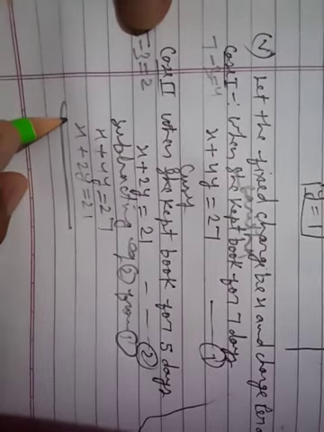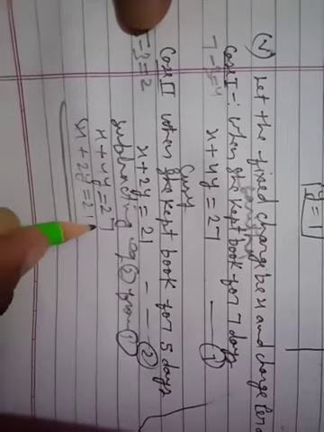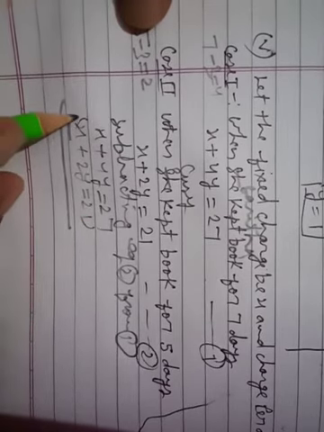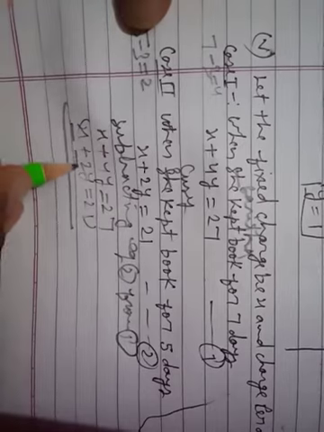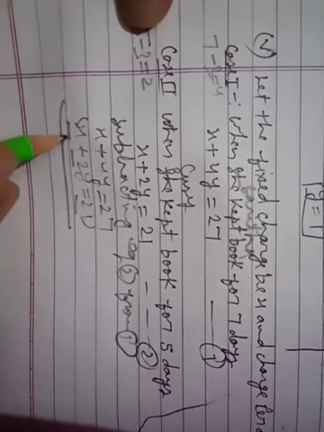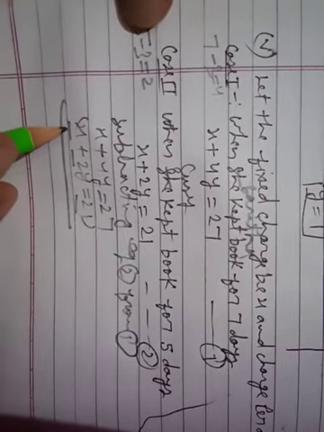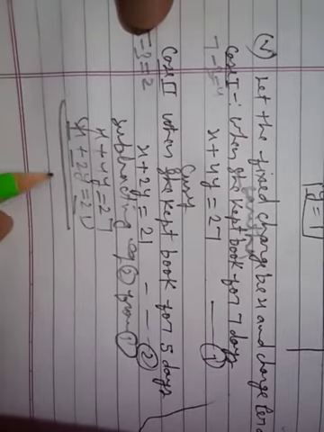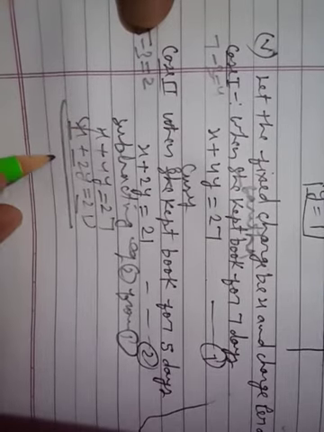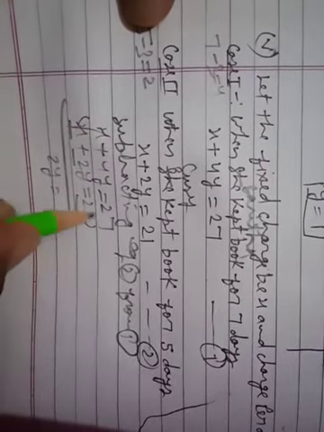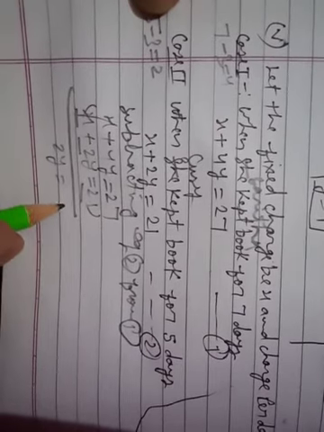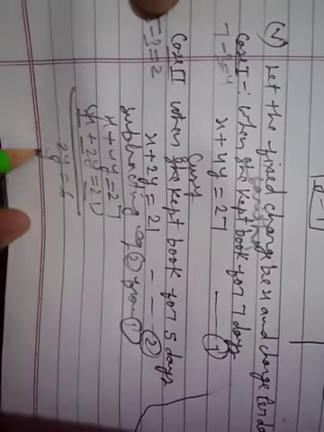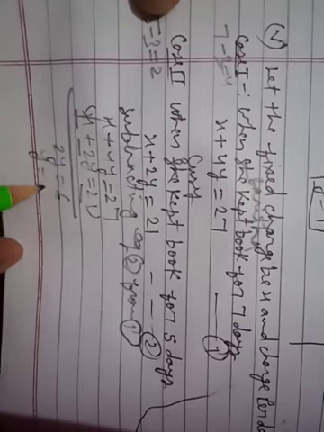Now change the sign because you are subtracting this equation. So here it is plus, it will be minus; here it is plus, it will be minus. Now the original signs are these. Here x minus x will be 0, cancel out. 4y minus 2y is 2y. 27 minus 21 is 6. y equal to 6 upon 2, 3.